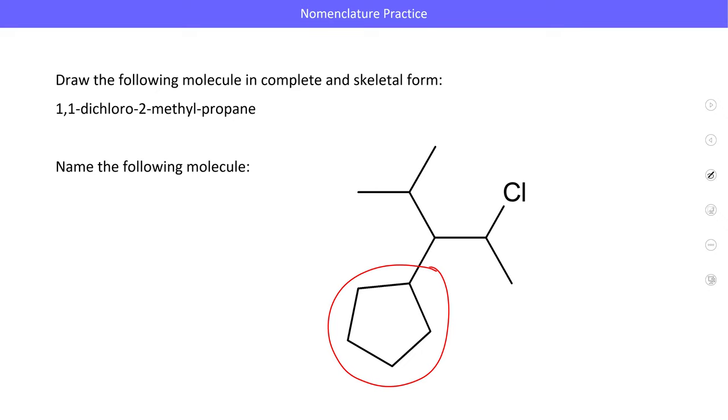Or you could make the alkane branch our parent molecule, and then have the cyclopentane and the rest of it. Exactly. So just call it pentane.